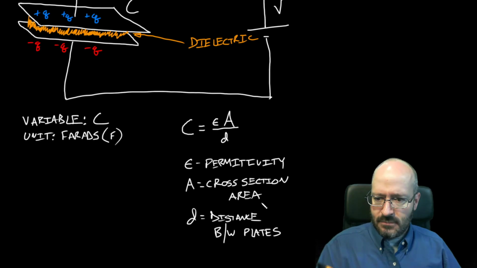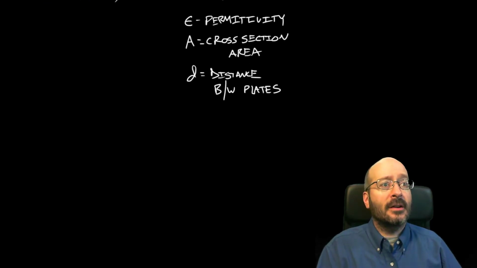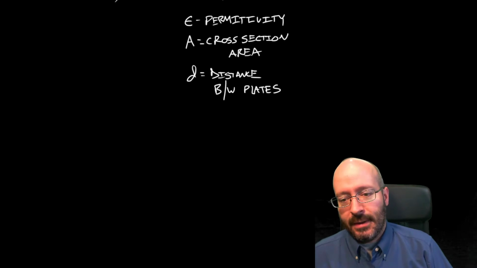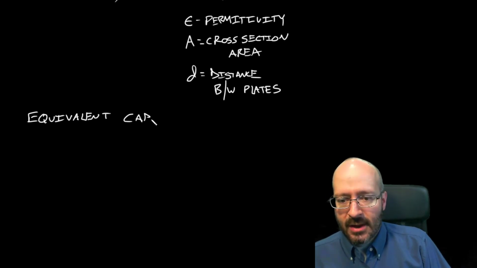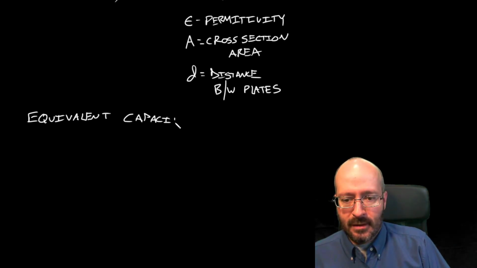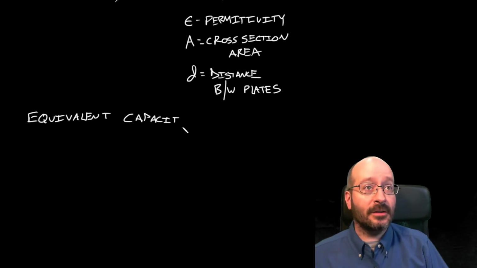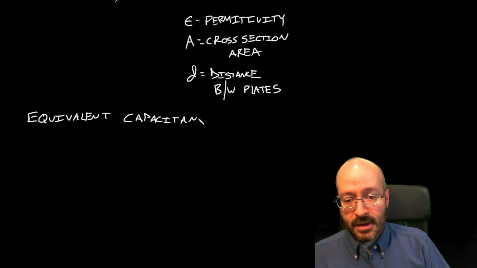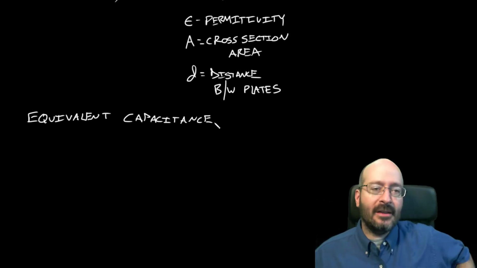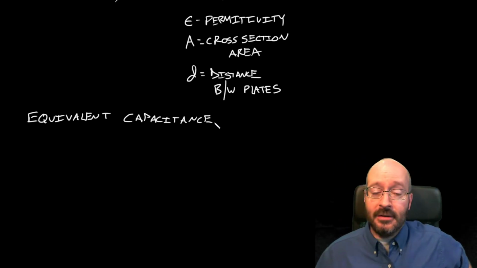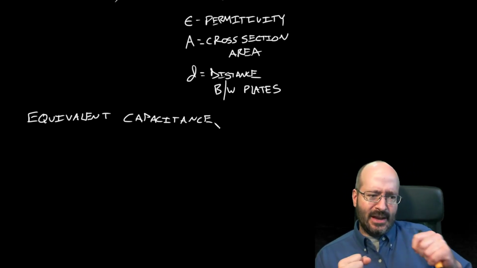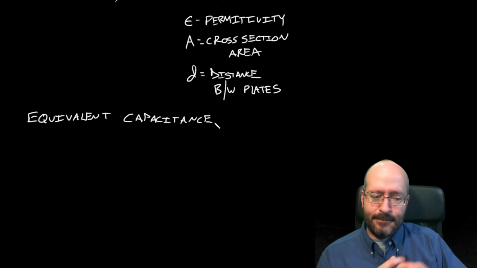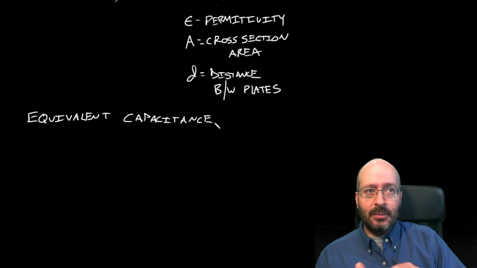Okay. Where do we go from here? We talk about equivalent capacitances. Just like we had with resistors and voltage sources and current sources, we can look at capacitors in series, and we can look at capacitors in parallel, and we can combine them. So the same rules apply. If they're in series, they have to share a node exclusively. If they're in parallel, they have to share the same two nodes.